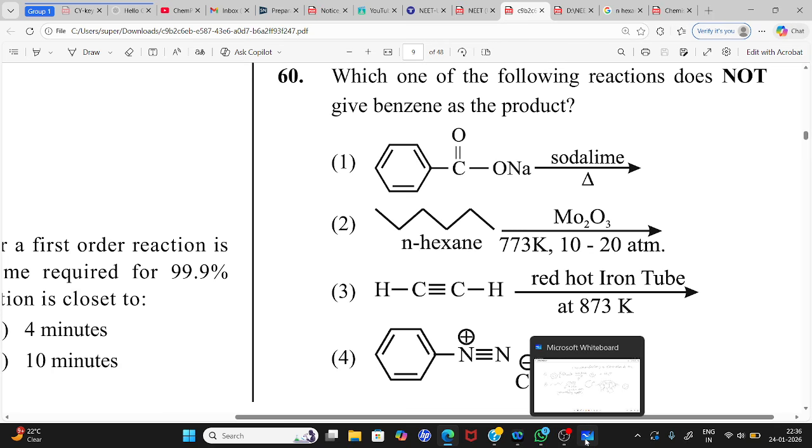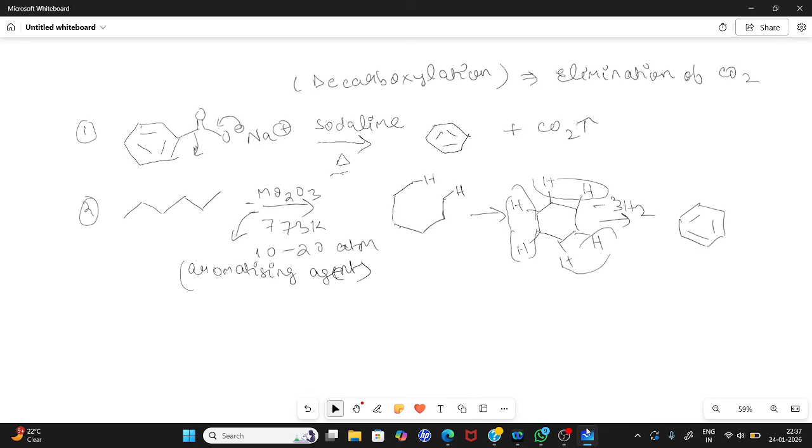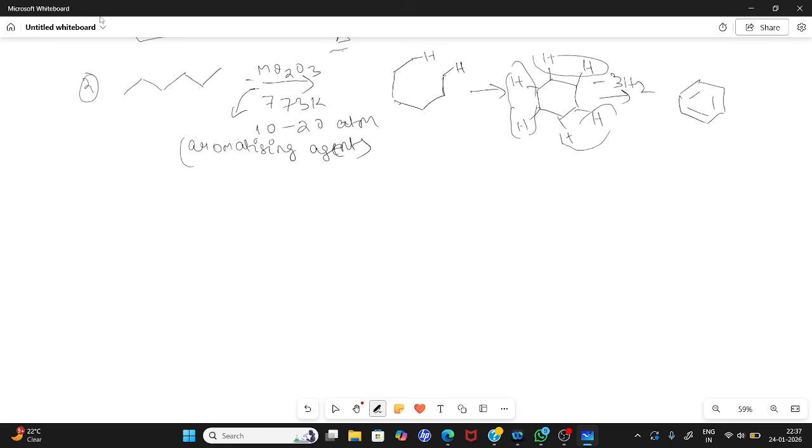So let's move to three. Third one is an alkyne and it's given red hot iron tube and 873 Kelvin. So I'll explain to you what actually happens here. This is given in your NCERT textbooks very clearly. It's clearly mentioned in your NCERT textbooks. So if you look at number three, it's actually ethyne, that is an alkyne unit, and a red hot iron tube.